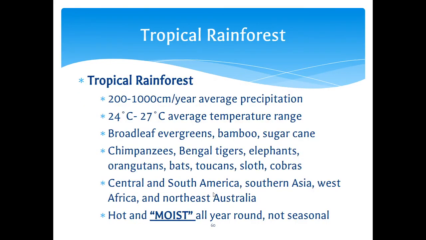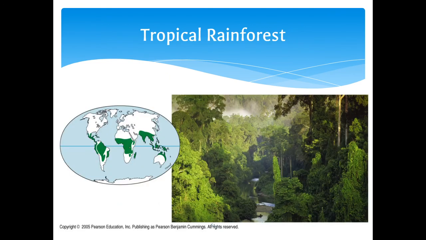Tropical rainforest, 200 to 1,000 centimeters a year, average precipitation. 24 degrees Celsius to 27 degrees Celsius, average temperature range. Broadleaf evergreens, bamboo, sugarcane, chimpanzees, Bengal tigers, elephants, orangutans, bats, toucans, sloths, and cobras. Central and South America, South Asia, West Africa, and Northeast Australia. Hot and moist all year round, not seasonal. So here is what the tropical rainforest would look like, just as you had seen in documentaries and TV shows.